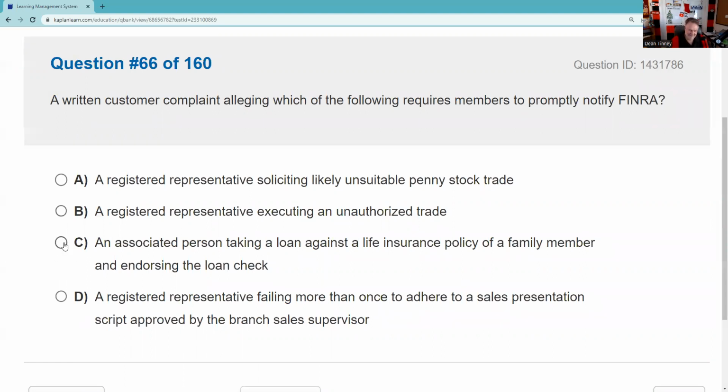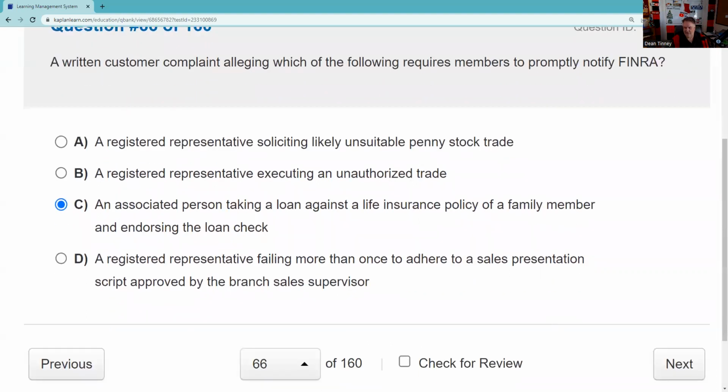That sounds like time is of the essence. On the 24, you've got to believe in human depravity and original sin, and a life insurance policy, and then a loan. Sounds like where that family member is might be a risk. D, a registered rep failing more than once to adhere to a sales presentation script. No, C. C is where time is of the essence.